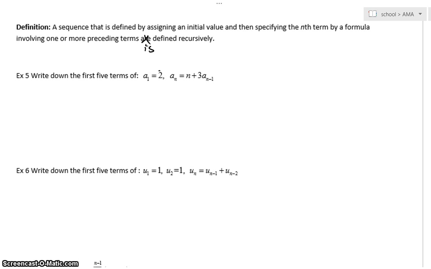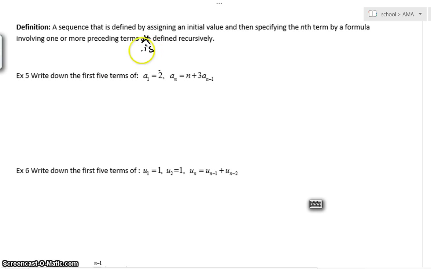Finishing up lesson 12.1, we're now going to look at sequences that are defined recursively. Look at the top of the screen. A sequence that's defined by assigning an initial value, a beginning value, and then specifying the nth term by a formula involving one or more preceding terms is defined recursively. So take a look at example 5.